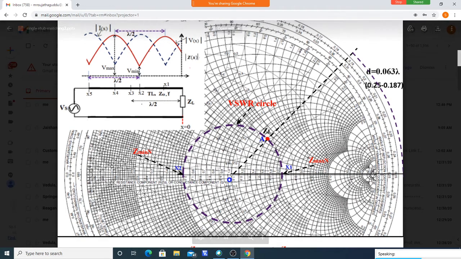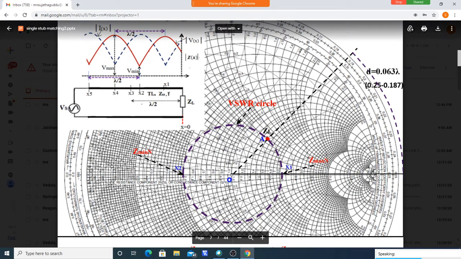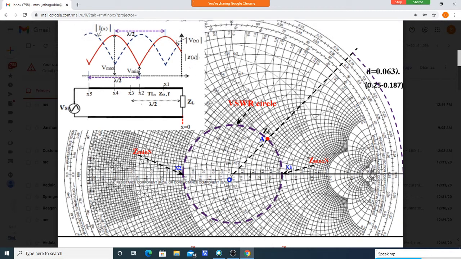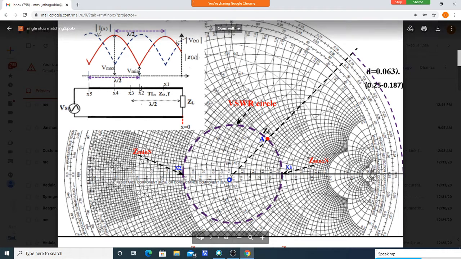Next, what you have to do is draw a circle, taking this as a radius. Okay, this is a VSWR circle. Starting from here, you move in the clockwise direction over the VSWR circle, like this. Movement like this is similar to moving towards the generator.